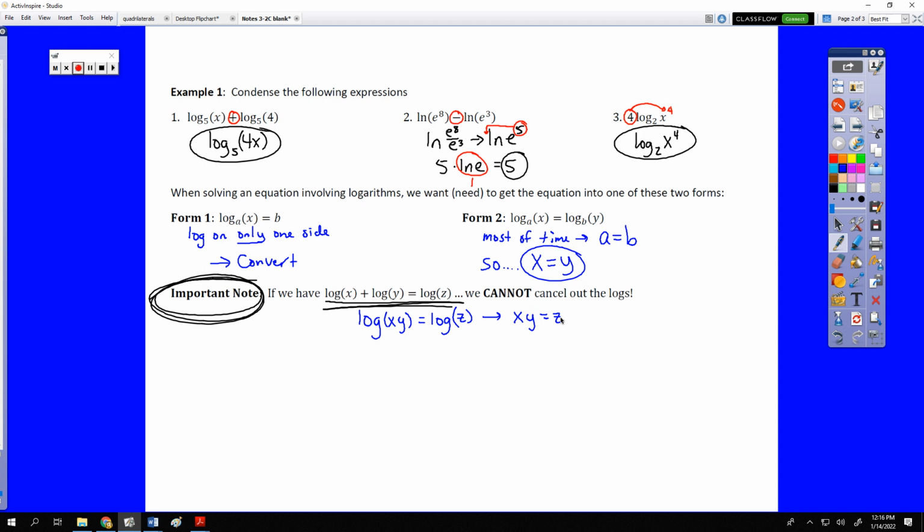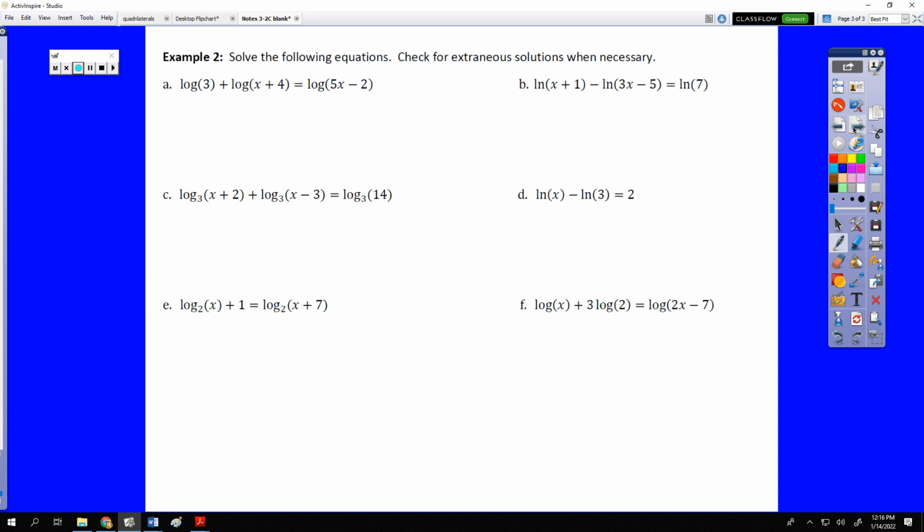Either they'll have a logarithm on one side or a logarithm on both sides. So let's do some examples. Here in example 2, it says solve the following equations. Check for extraneous solutions when necessary. Now, what does that mean? Well, that means what we need to keep in mind here is that the number inside the logarithm has to be greater than 0. So n, the number inside the logarithm, must be positive. Okay? You cannot have a 0 or a negative number inside of a logarithm.